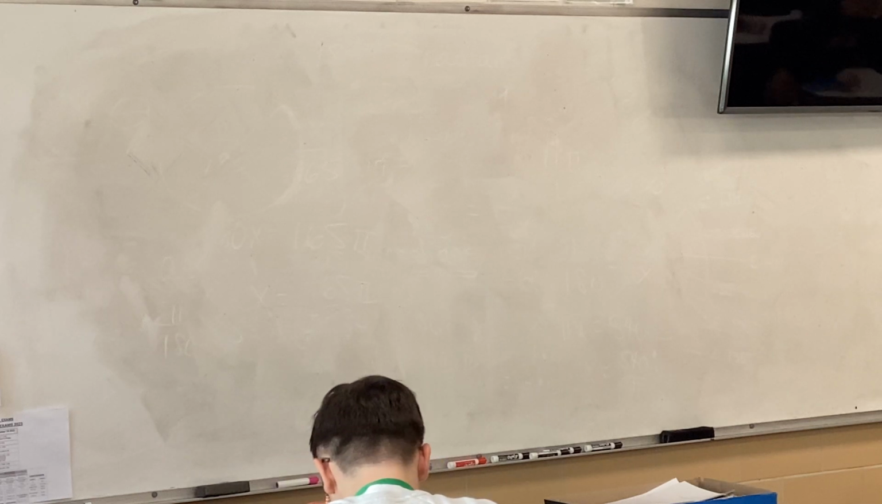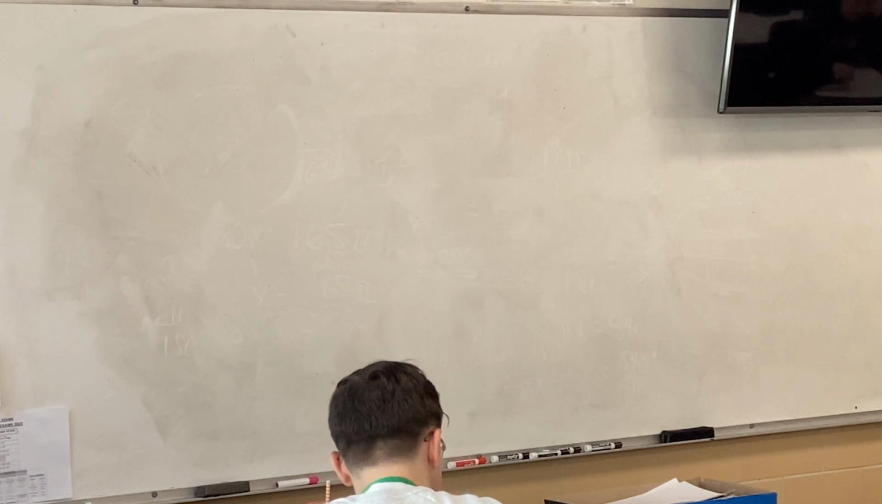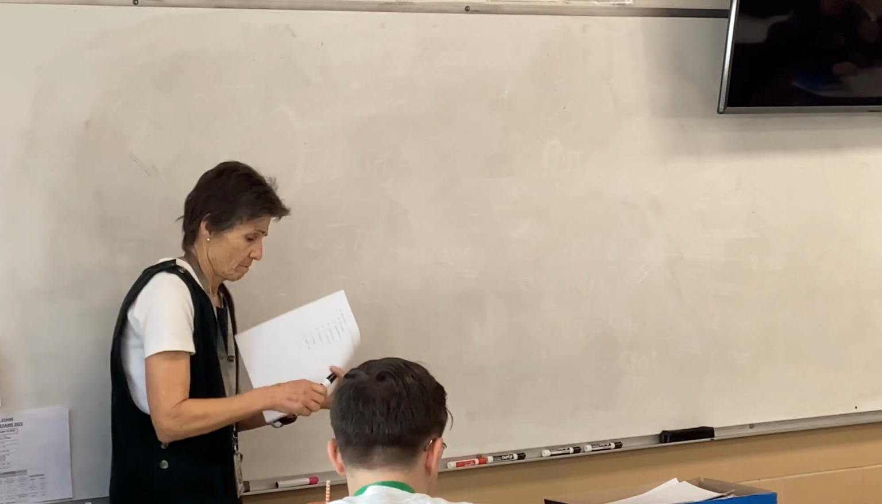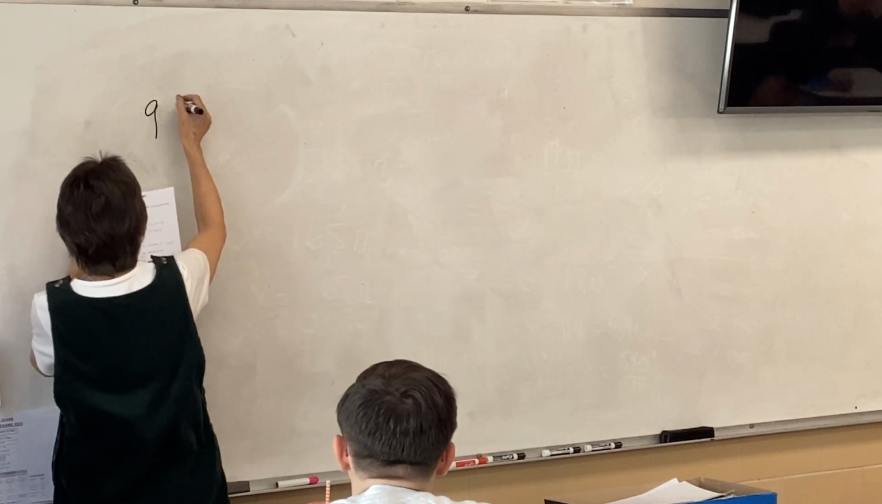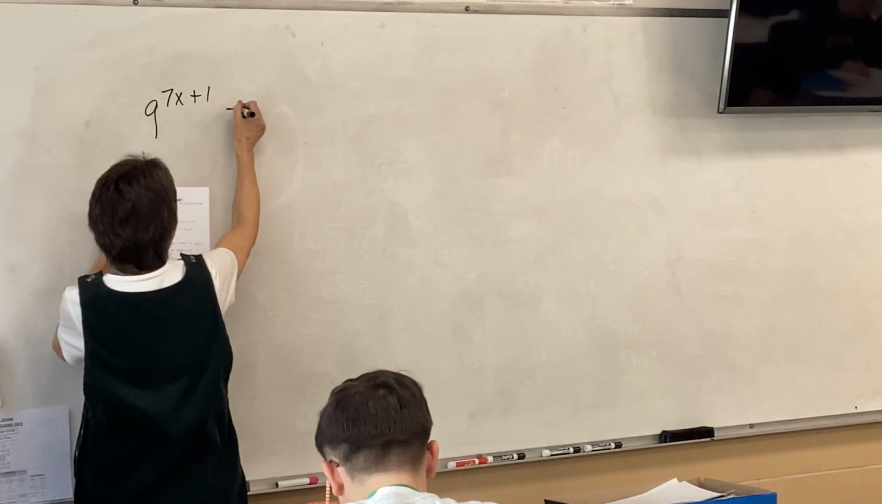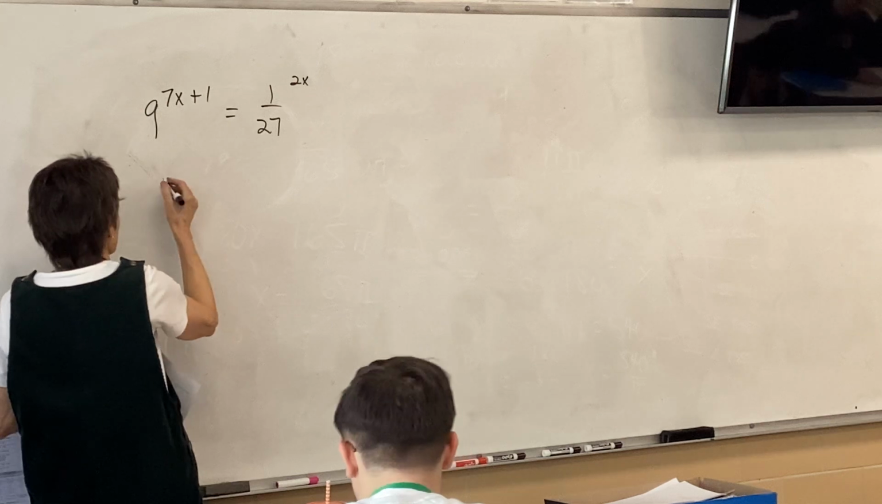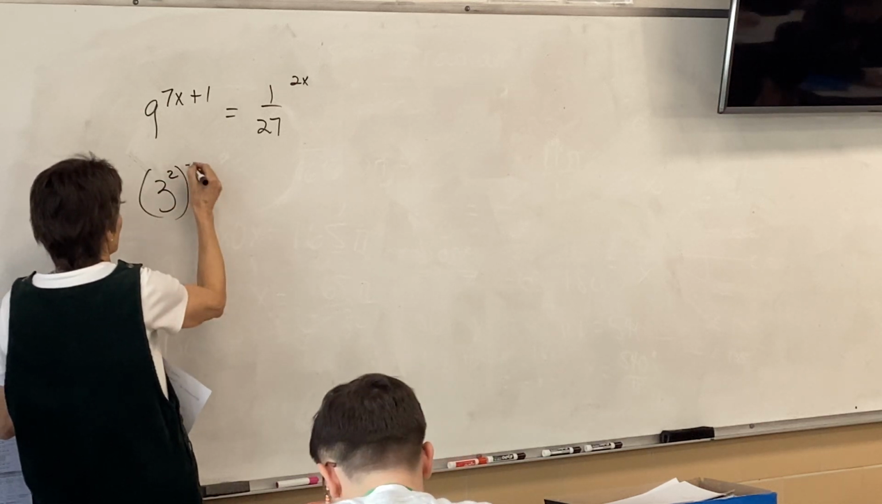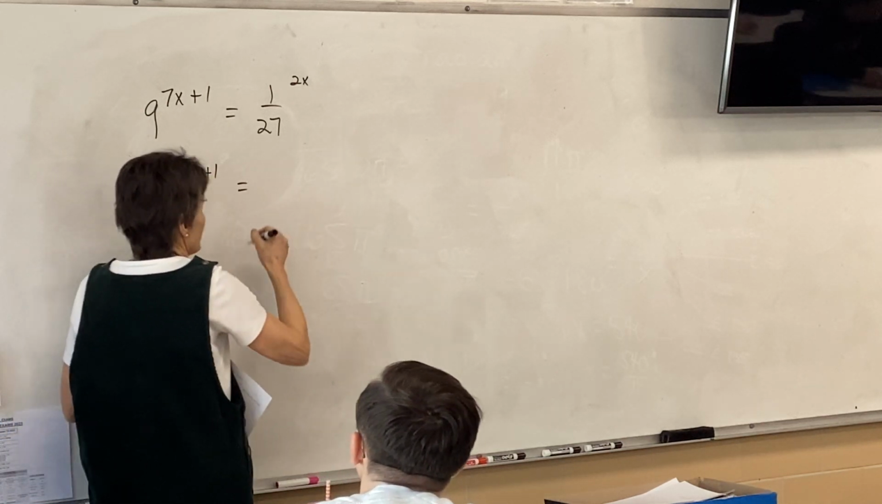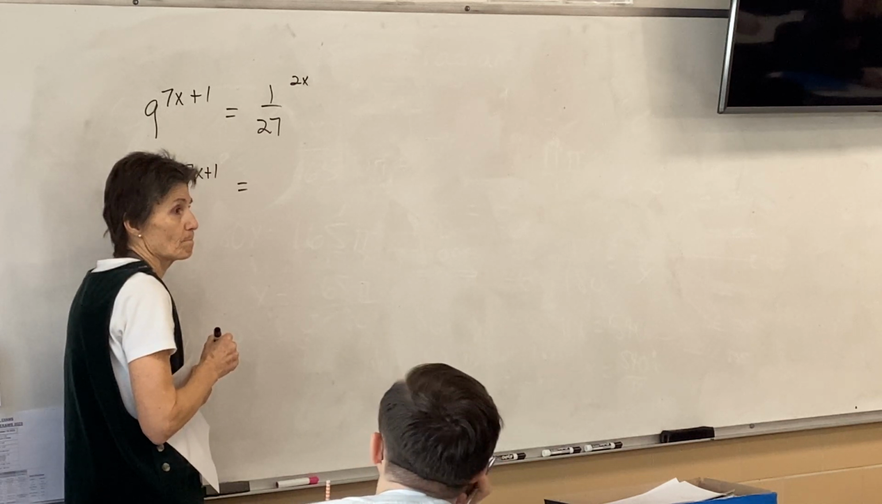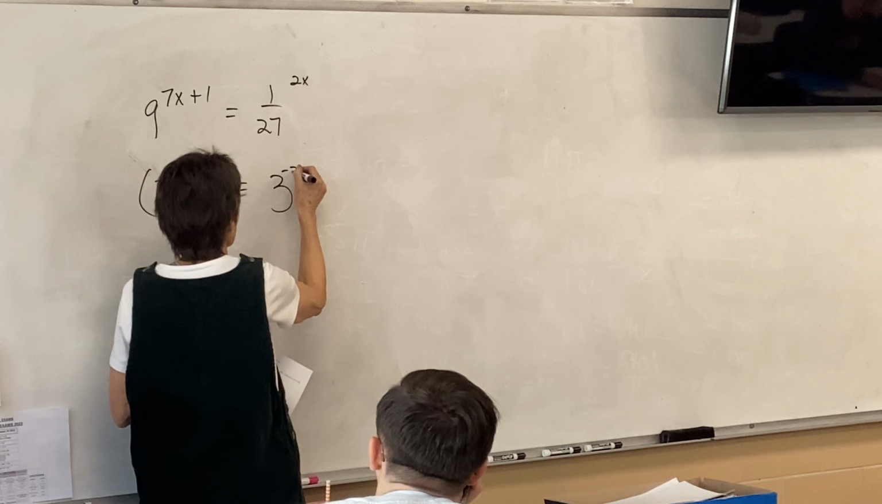All right. What's your thought on that first problem there? What do you think we ought to be doing? We need to get a common base. And what base would you suggest, Bryce? 3. Okay, that makes sense to me. 9 is 3 squared. And what about 1/27? 3 to the negative third.